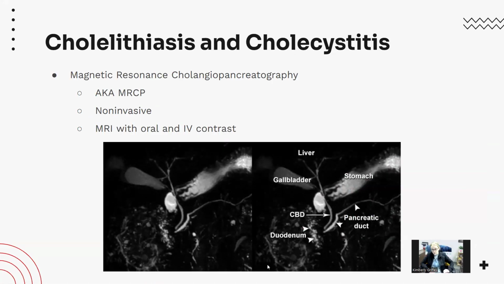Then we have a magnetic resonance cholangiopancreatography, or an MRCP. This is very non-invasive. This is just an MRI with oral and IV contrast. So when it's lit up, you can see the liver, the gallbladder, the stomach, the common bile duct, the pancreatic duct, and the duodenum. It's just another way to look at it. So they can do MRCP for other concerns, but this is just one of the ones that you can look at it.